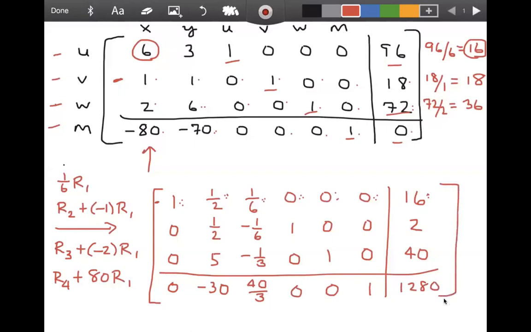Okay, so the columns still represent the same variables. However, we have a new set of group 2 variables. The columns that do not look like an identity matrix are Y and U. So if I imagine covering those up, I would be left with X equals 16, V equals 2, W equals 40, and M equals 1,280. Okay. All right. And Y and U are both 0.